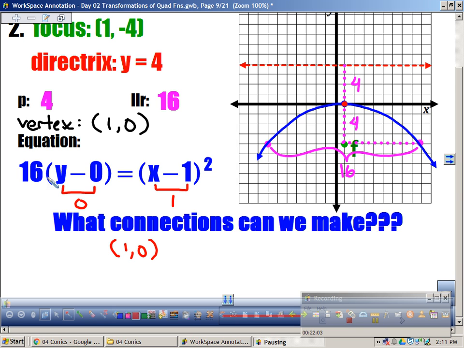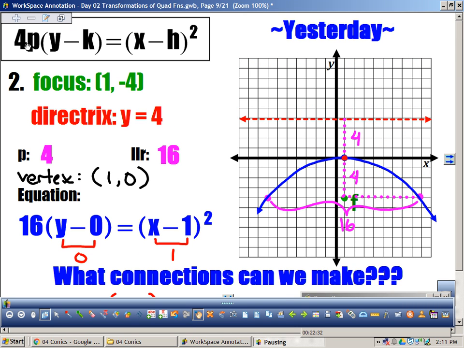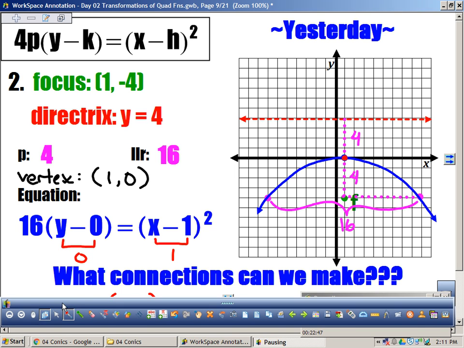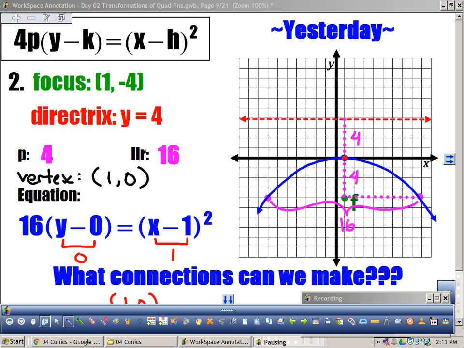I heard Sarah say, what does the 16 mean? It's the LLR, right? The length of the latus rectum. It's 4P. 16 is 4P, right up here. See this, Sarah? 4P is 16. See that? There's only one more piece of information that's not up here, but it is. And it's right. You ready for it? Ready for it?